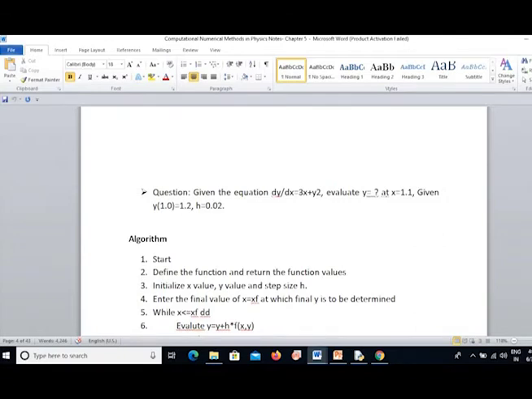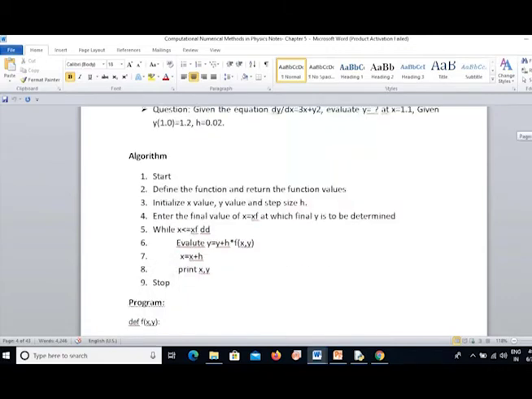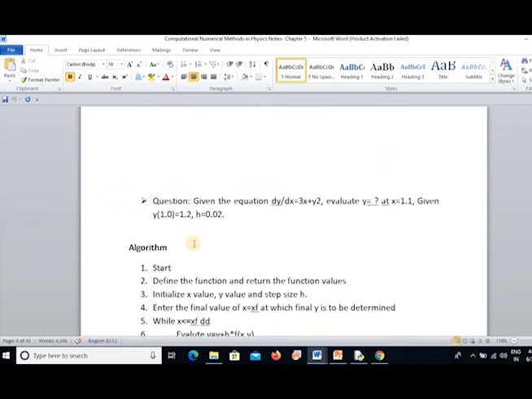Algorithm is basically a general one. It is not specific to Python. So we'll make some general statements only. Okay. The first one is start. For every algorithm, it is mandatory to have a start command and stop.